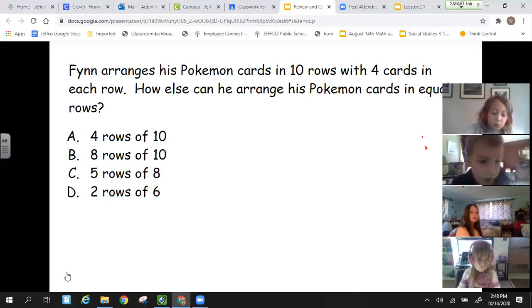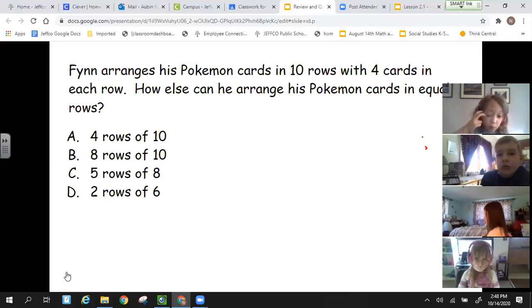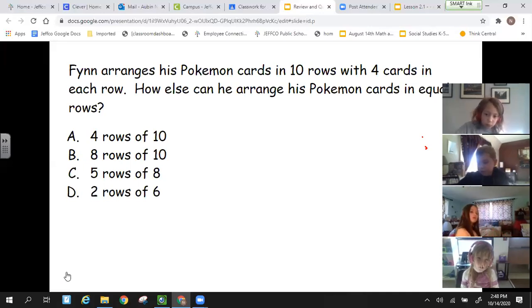All right, so here we go. I picked the perfect unit for you. Finn arranges his Pokemon cards in 10 rows with 4 cards in each row. How else can he arrange his Pokemon cards in equal rows?